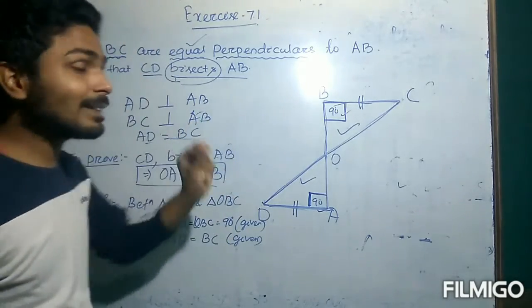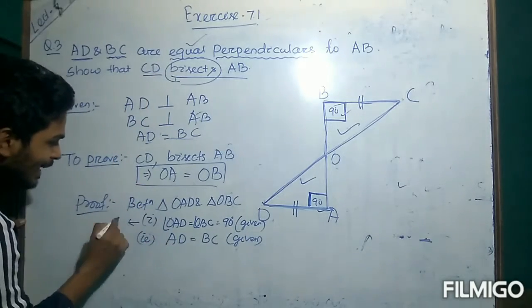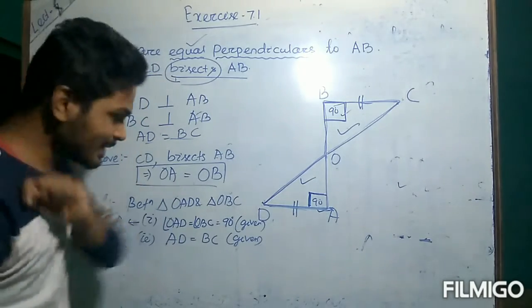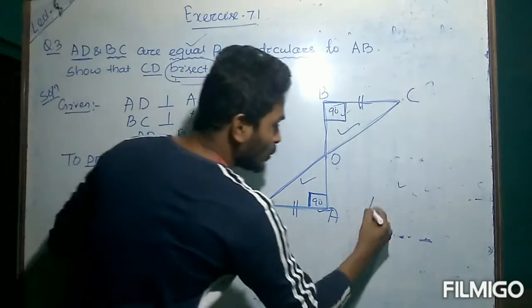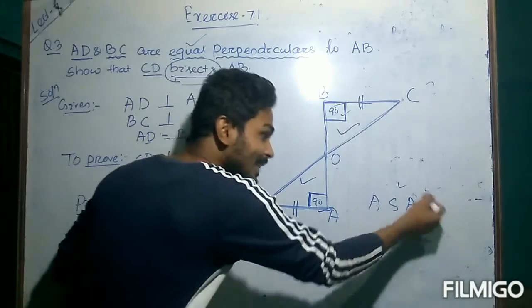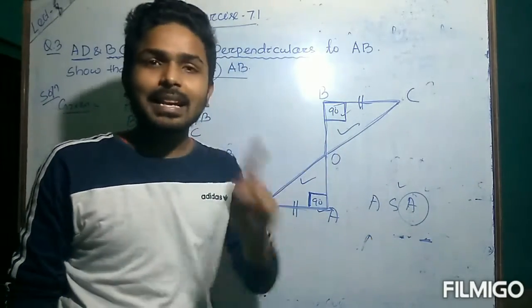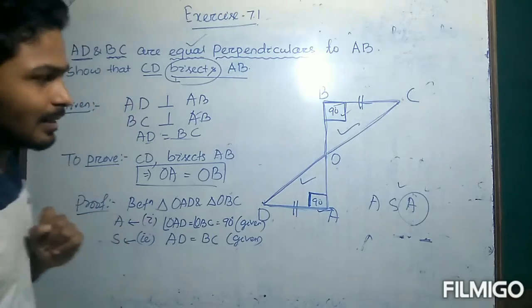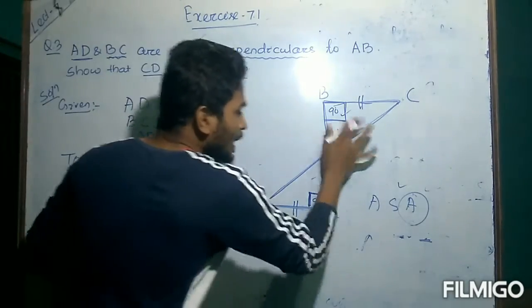Now our target is to find the third statement. See, this stands for angle, yes? This stands for side, right? So it goes for AS, then A. So we have to find the next angle. Which two angles of these corresponding triangles are equal? We have to find it. Okay, so let us find it.